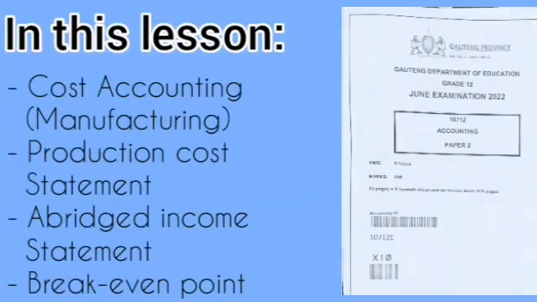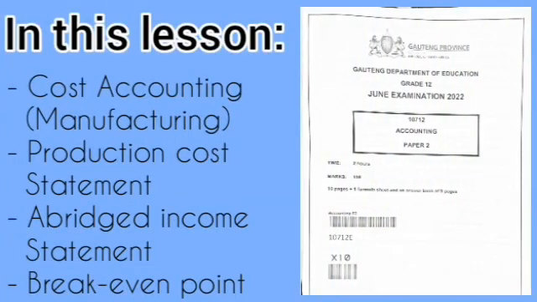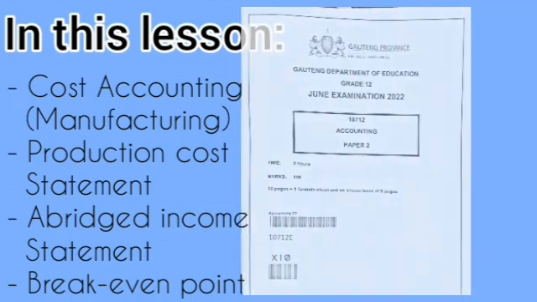In this lesson, we are looking at a paper 2 topic, which is cost accounting. We are going to do a production cost statement, and then we are also going to do an abridged statement of comprehensive income, which is a short form statement of comprehensive income. And then lastly, we are going to do a break-even point calculation.